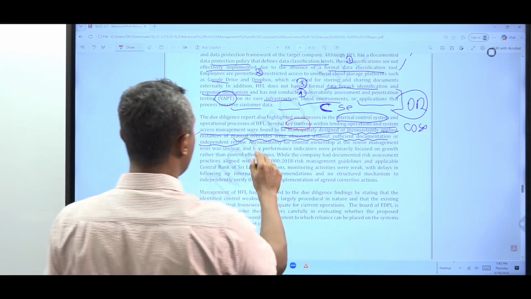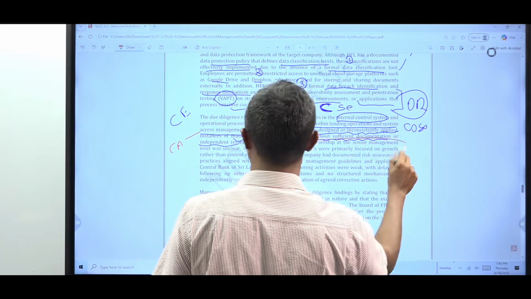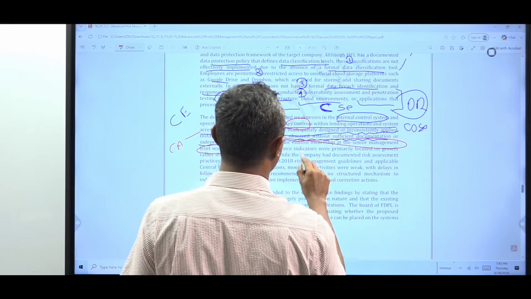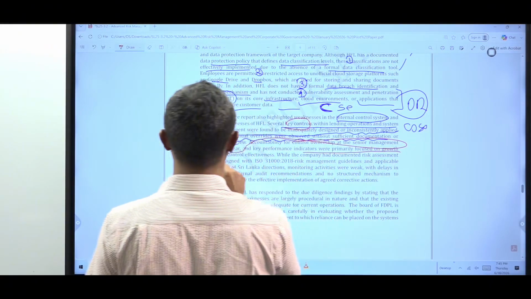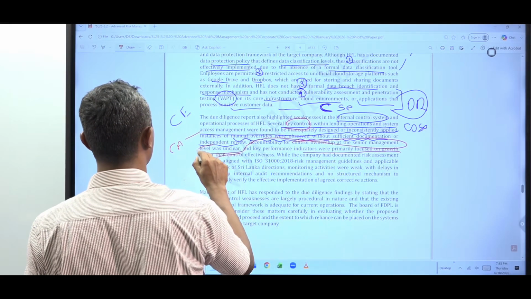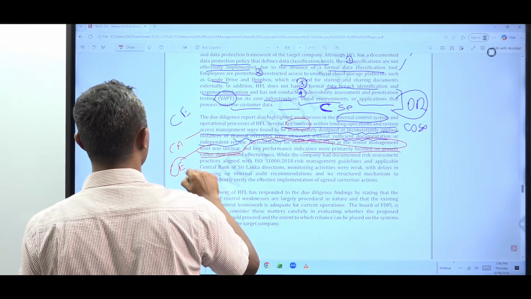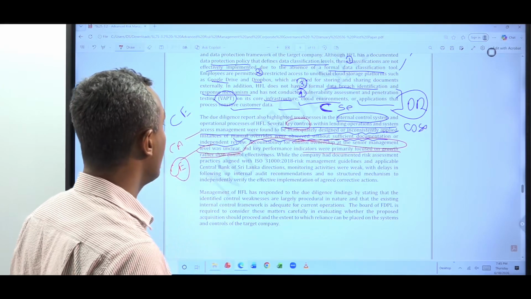Then specifically this part, control ownership at the senior management level was unclear, right? And key KPIs are primarily focused on growth, and that is a key question about the control environment. The control culture is not there, right?